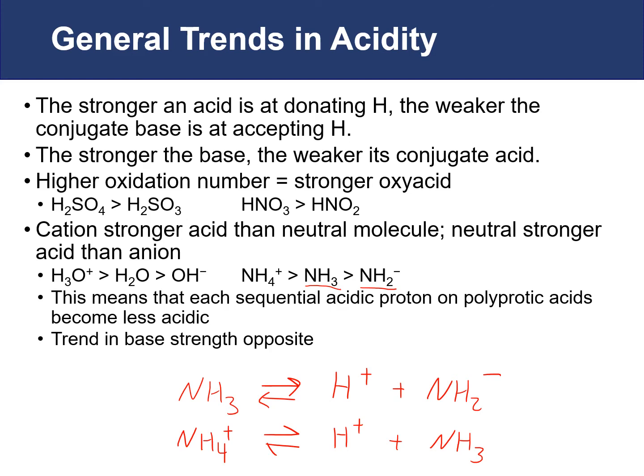Right? So what this means is that each sequential proton or acidic proton that comes off for a polyprotic acid will become less acidic, because each proton that comes off will make the corresponding conjugate base have a more negative charge on it. The trend for bases is the exact opposite, right? As the charge goes up or becomes more positive, it becomes a weaker and weaker base.